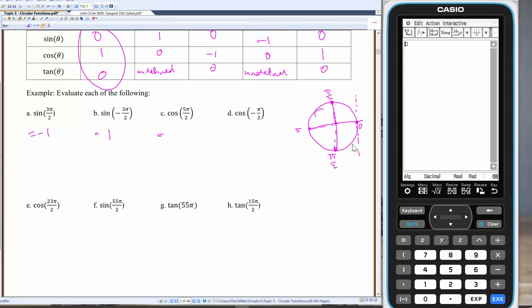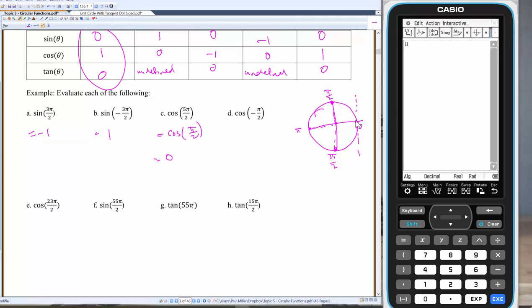5 pi on 2. So here is 4 pi on 2, or 2 pi. So 5 pi on 2 will be 1/4 more around the unit circle. So this is the same as the cosine of pi on 2. So one full loop and an extra pi on 2 will be 5 pi on 2, where the cosine, which is the x value, is going to be 0.